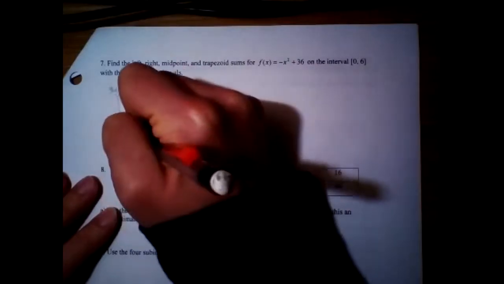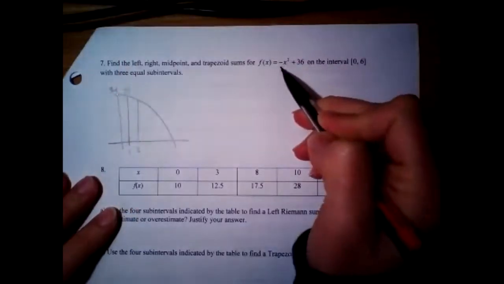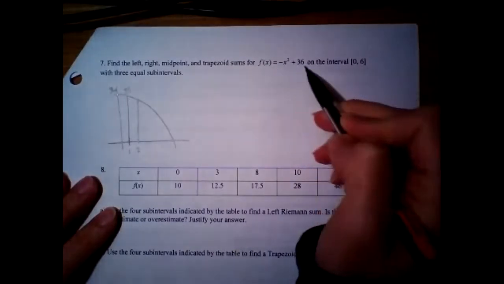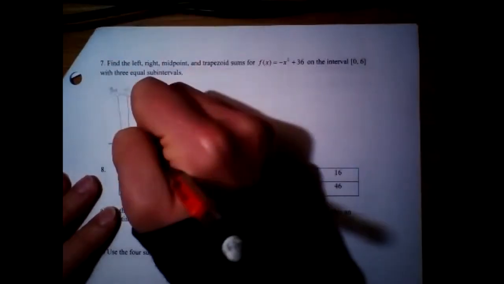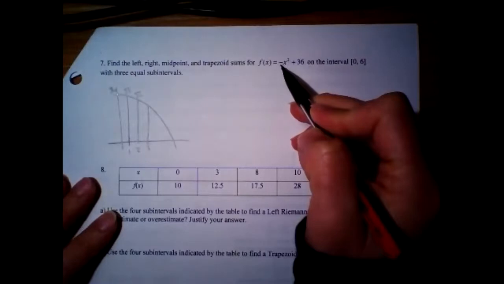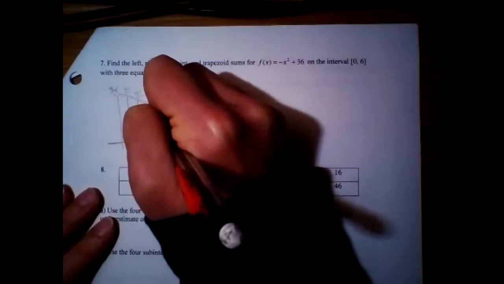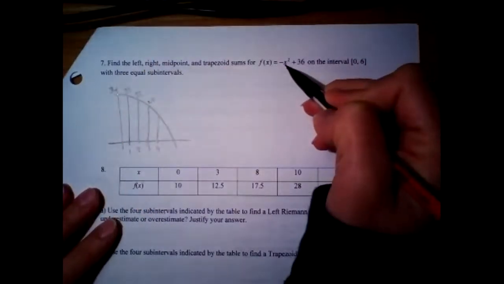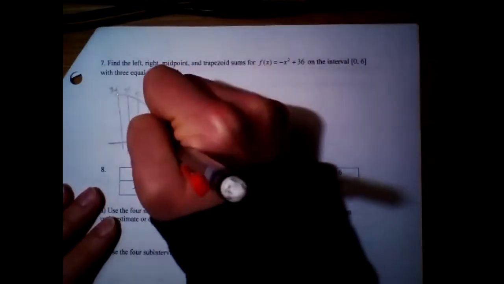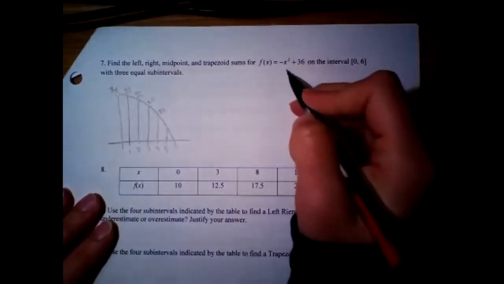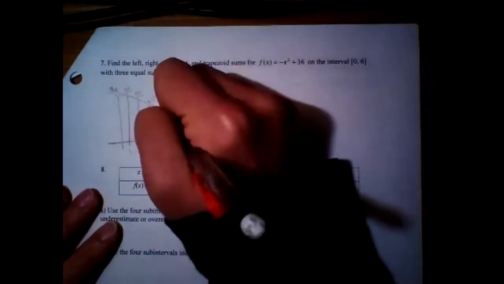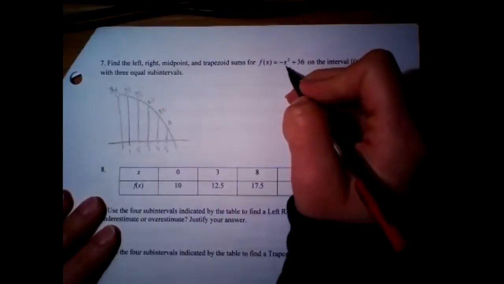And if we plug in 2, 2 squared is 4, I'm gonna make it negative. So negative 4 plus 36, that would be 32. If we plug in 3, this would be negative 9 plus 36, that'll be 27. If we plug in 4, we're gonna have negative 16 plus 36, that'll be 20. If we plug in 5, we're gonna have negative 25 plus 36, that would be 11. And if we plug in 6, we're gonna get 0. So 6 is gonna give us 0.